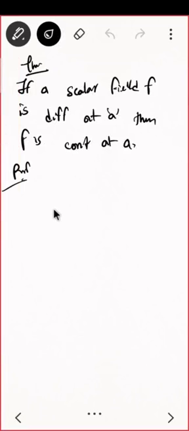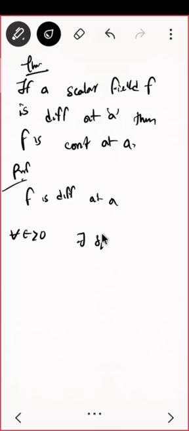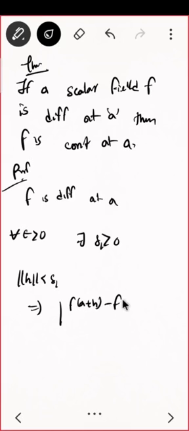You are given that f is differentiable at a. What do you mean by that? For all epsilon positive, there exists delta 1 positive such that norm of h less than delta 1 implies that f of a plus h minus f of a minus T of h, upon norm h, is less than epsilon by 2.